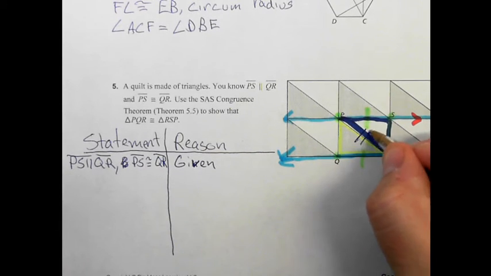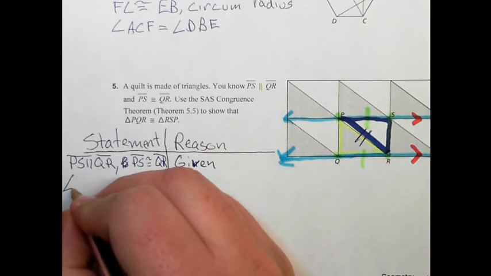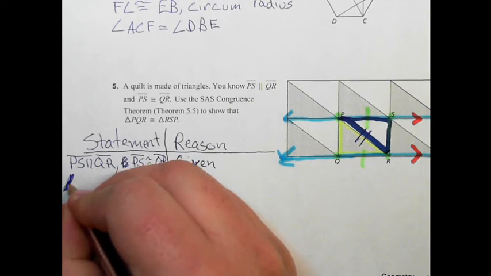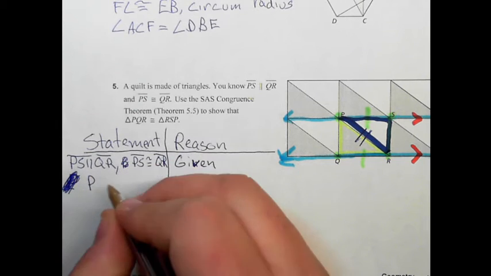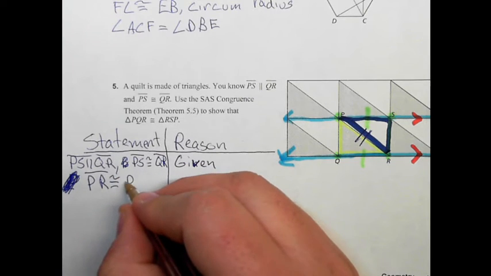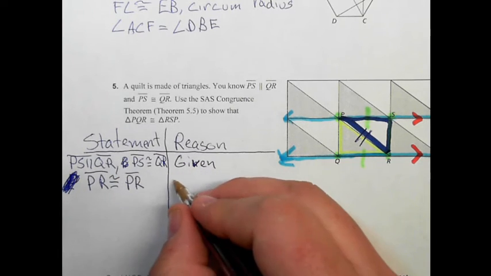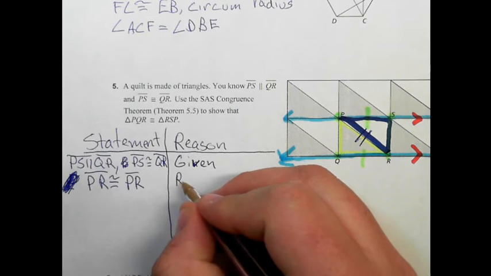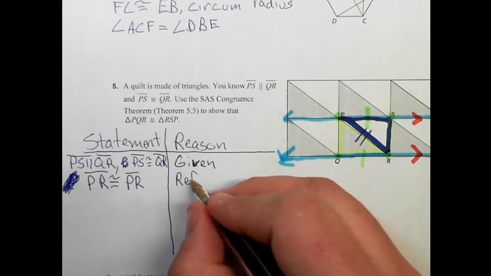Okay, so now, all right, well, I know for a fact that PR is congruent to PR. We'll just scribble that out. PR is congruent to PR, and that's because of the reflexive property. So both triangles have PR in them.